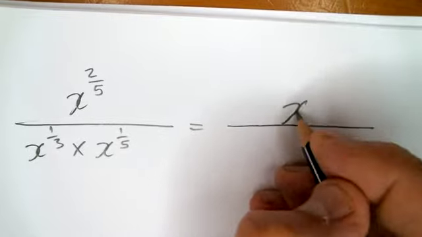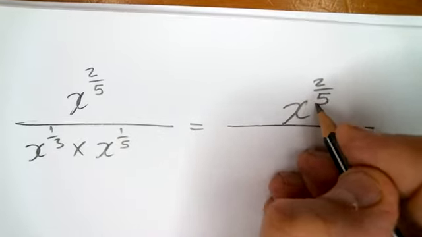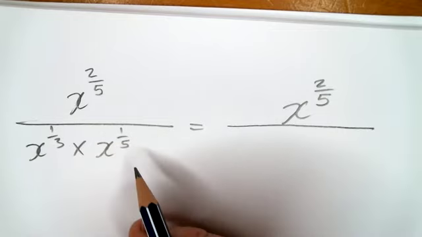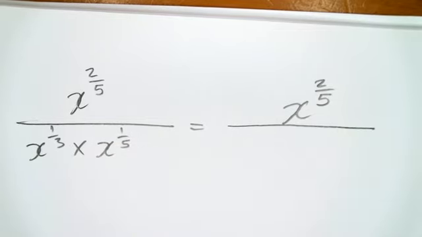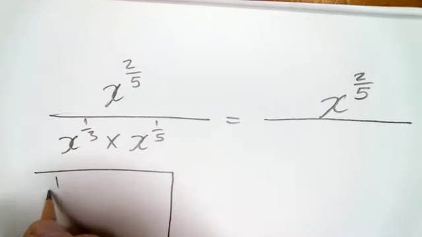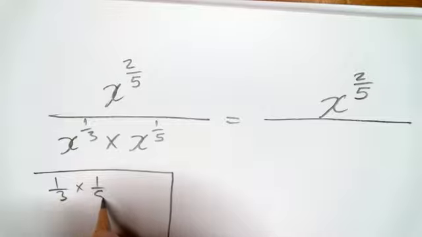So the first thing I'm going to do is keep this the same, x to the 2/5, but on the bottom here, I've got x to the 1/3 times x to the 1/5. And of course, you can multiply a third and a fifth. By the way, if you want to do it manually, nice and simple, a little sidebar here, you've got a third times 1/5.